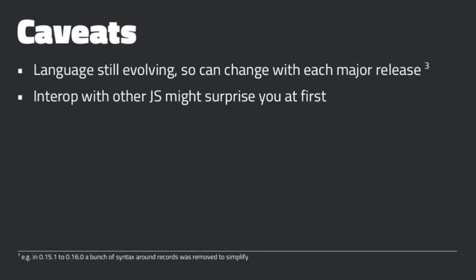Now, they try to be nice about it in the sense that the compiler will help you go from version to version as much as possible. For example, in the last release, they just deleted a whole bunch of syntax no one was using. Just don't need it. And also, the other thing that's a bit interesting is interop with other JavaScript code might surprise you at first. This is the thing I always get the most questions about.